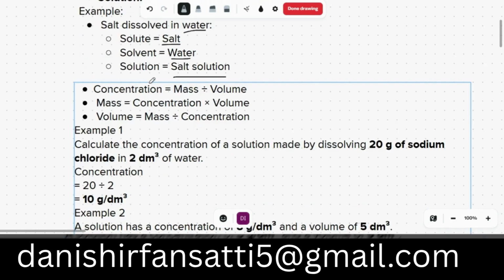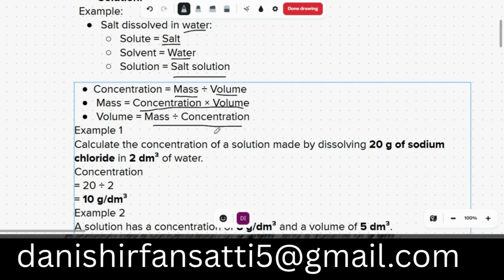How can we find the concentration? Concentration is equal to mass divided by volume, the mass of a solute divided by the volume. If we want to calculate mass, we simply rearrange this formula and that would be concentration times volume. Or if we want to find the volume, mass divided by concentration gives us volume.